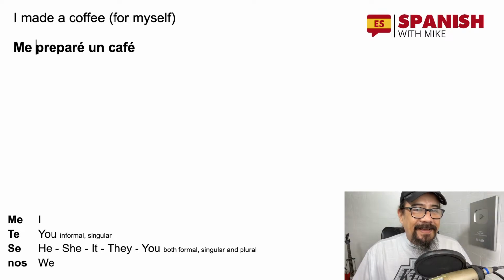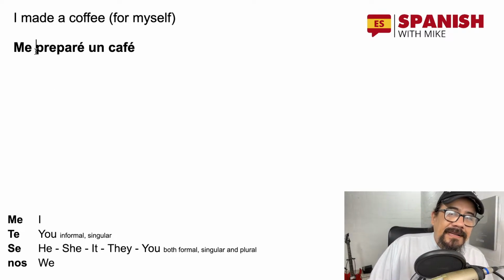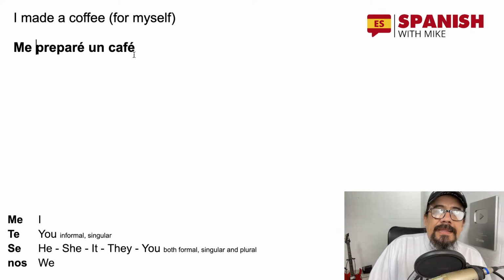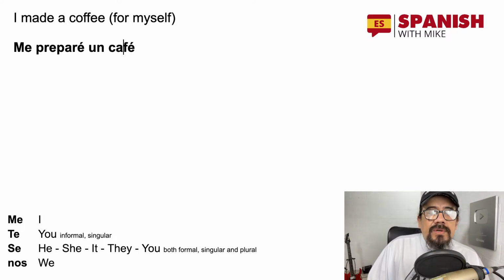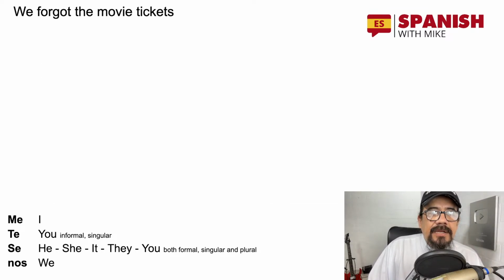So, me preparé un café. Me preparé un café. Right? So this is the sentence, how we say that. If you can say this, me preparé un café, it's way more natural. So let's move to another sentence here.